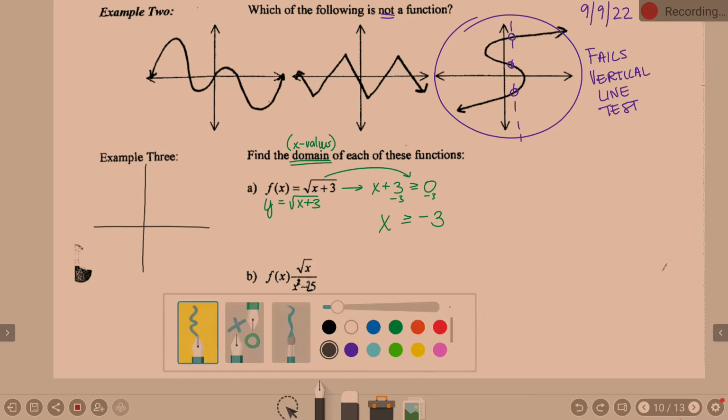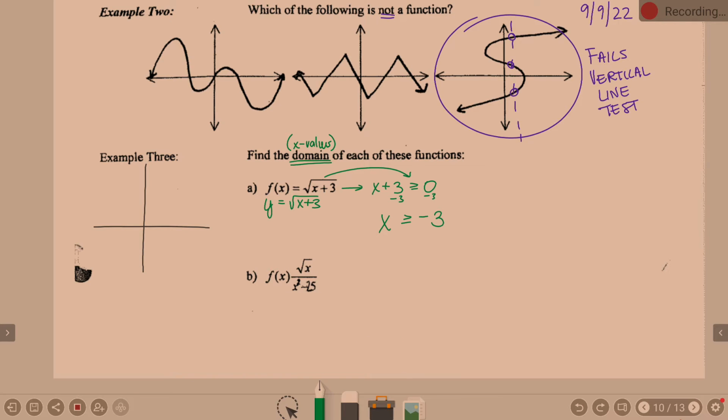So what's this graph doing? What shape does it look like? Half a parabola on its side. Think about it. A parabola is y equals x squared. This is the square root of x. This is the inverse. And so it is the graph sideways. Now, it's only half of it because it's only the positive square root.